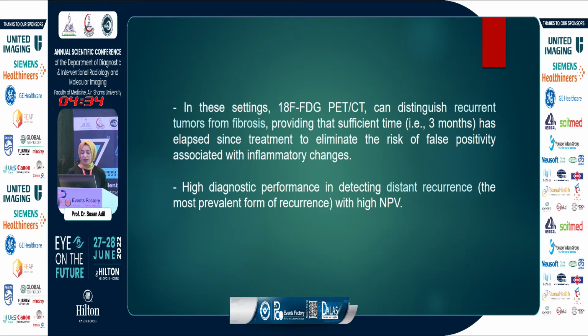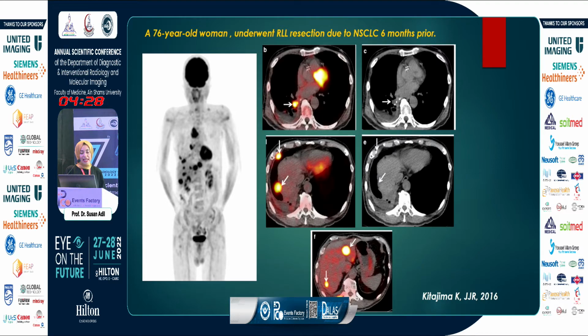It also has high accuracy in detecting distal recurrence, as shown in this case with non-small cell lung cancer who underwent right lung lower lobectomy, and after 6 months coming for follow-up, there is intensely avid soft tissue thickening related to the surgical stump with hypermetabolic pleural deposits that may pass unnoticed on CT images alone. Also, the PET detects FDG avid hepatic and osseous deposits.